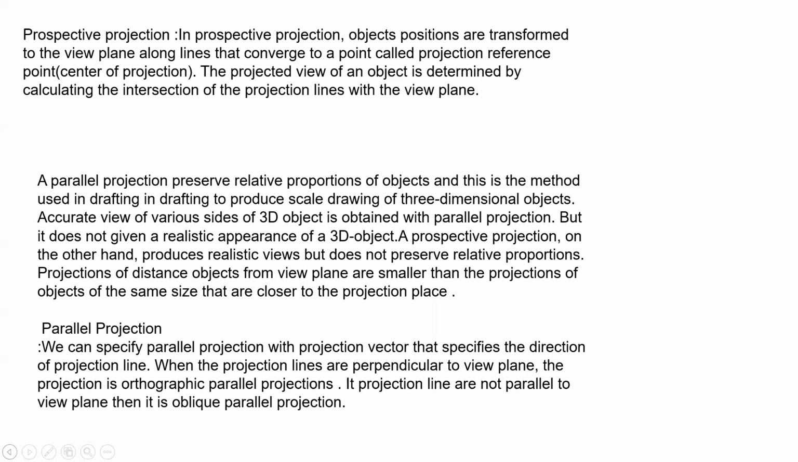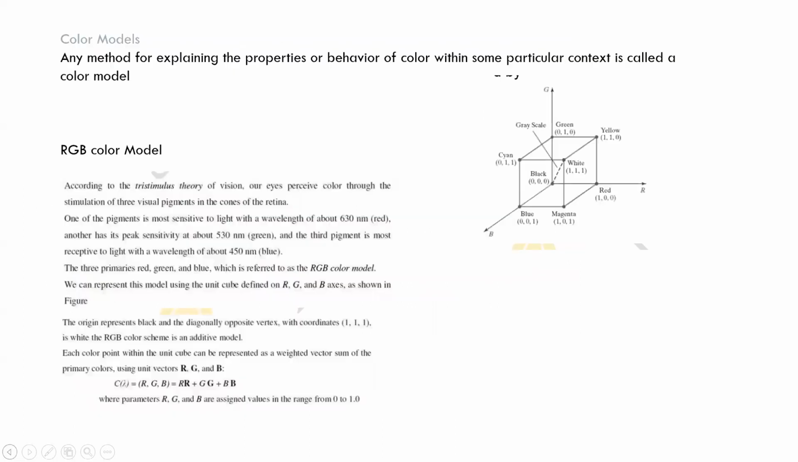So what is parallel projection in depth? We can specify parallel projection with a projection vector that specifies the direction of projection. When the projection lines are perpendicular to the view plane, the projection is orthographic parallel projection. If projection lines are not perpendicular to the view plane, then it is oblique parallel projection.